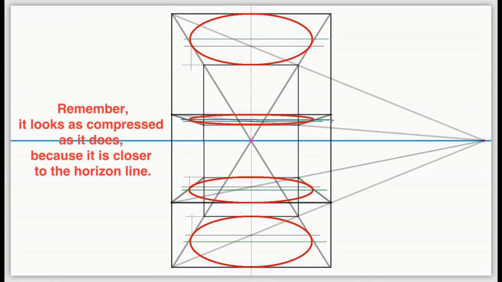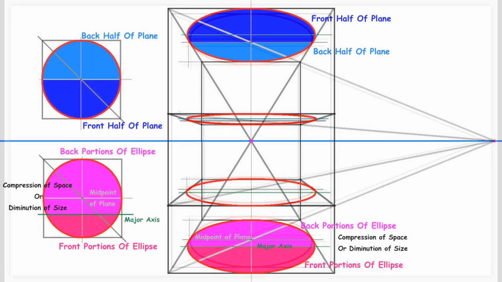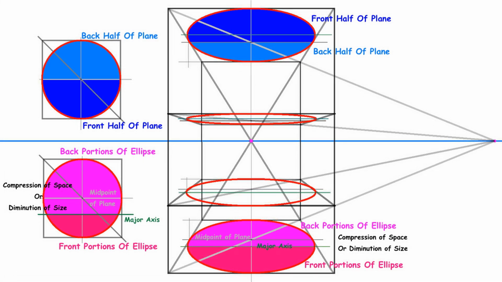Okay, there's our major axis. So here we have the plane that I put the ellipse on from the bird's eye point of view. Front half, back half, and then the one down below shows the major axis and where it sits. And all that sits behind the major axis is compression of space or diminution of size. And so that's what we need to see and recognize in terms of how this works.